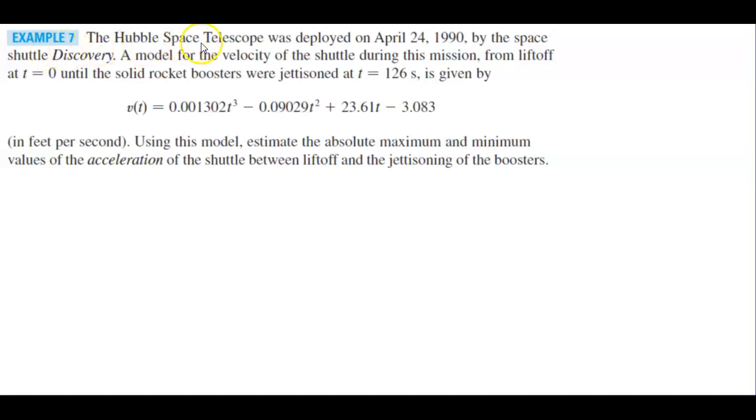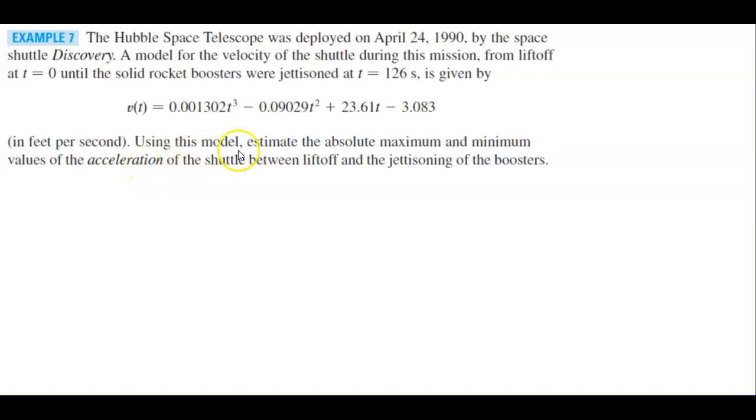Example 7. The Hubble Space Telescope was deployed on April 24, 1990 by the Space Shuttle Discovery. A model for the velocity of the shuttle during this mission from liftoff at t equals 0 until the solid rocket boosters were jettisoned at t equals 126 seconds is given by the following function. V of t equals 0.001302 t cubed minus 0.09029 t squared plus 23.61 t minus 3.083 in feet per second.